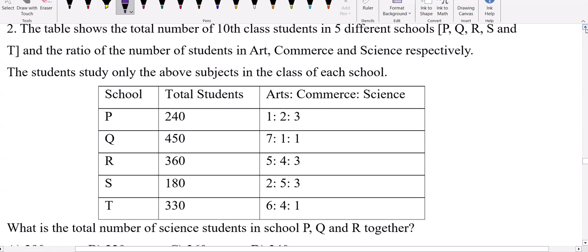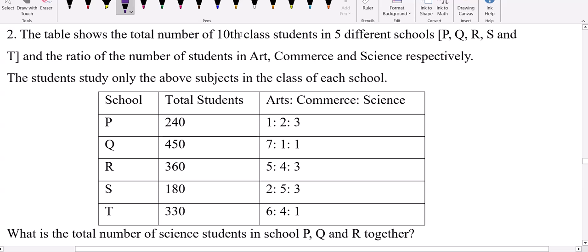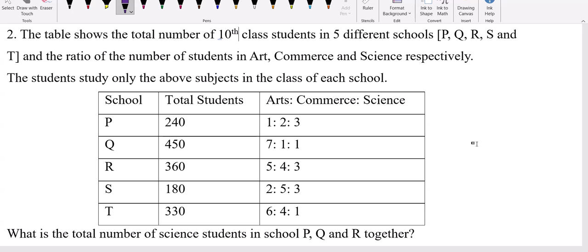Data interpretation. This is regarding 10th class students in 5 different schools. The ratio of the number of students in arts, commerce and science, the total number of students, and how many students joined the arts, commerce and science sections. Finally, the question is the total number of science students in schools P, Q and R together.